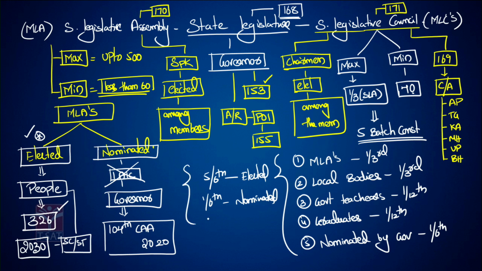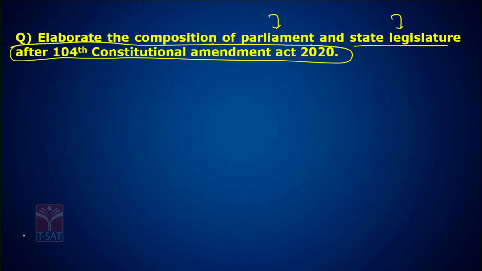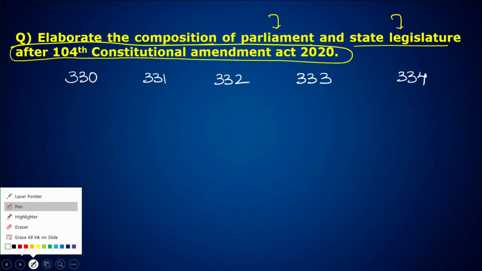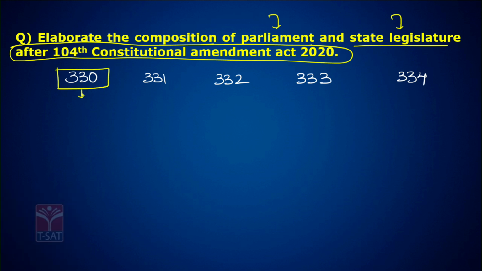But what are the changes we add as per the 104th Constitutional Amendment Act? Let us see that also and finish this answer. For this purpose, you need to understand Articles 330, 331, 332, 333 and 334. What is Article 330? It says SC and ST seats reservation shall be provided in Lok Sabha on the basis of population.